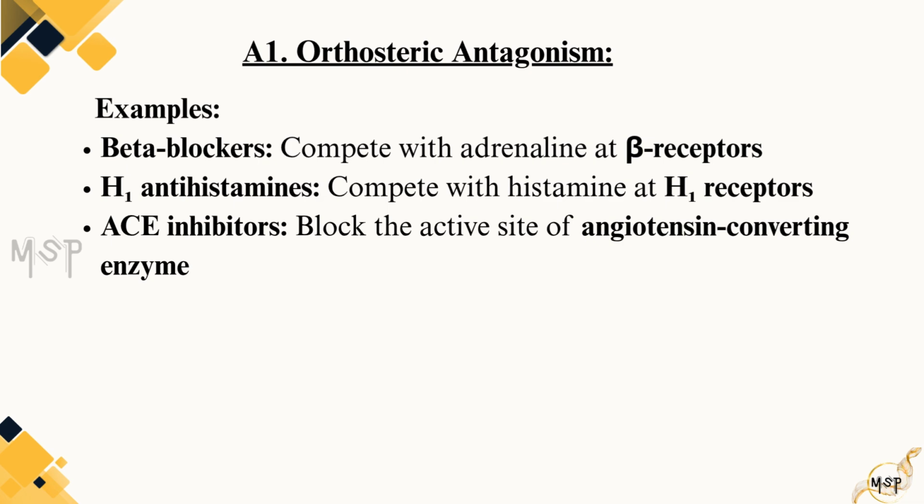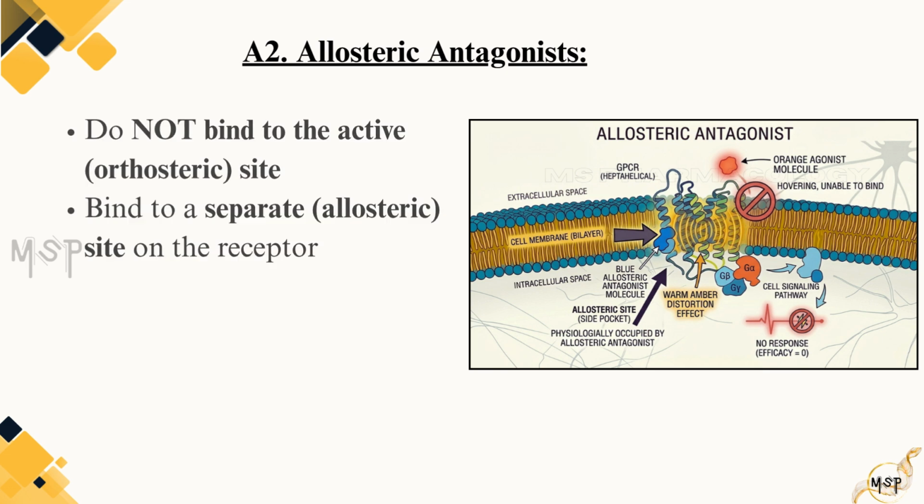Most classical drugs are orthosteric antagonists. Examples include beta blockers, which compete with adrenaline, H1 antihistamines, which compete with histamine, ACE inhibitors, which block the active site of the angiotensin-converting enzyme. Second is allosteric antagonism. Allosteric antagonism is more nuanced because the allosteric antagonist does not directly block the agonist's binding site.